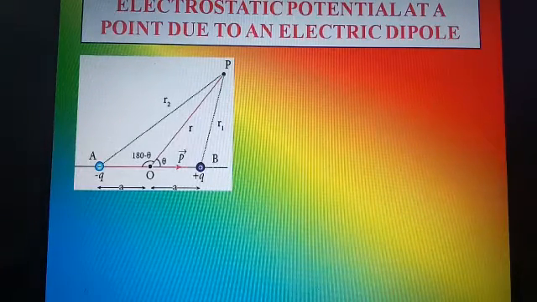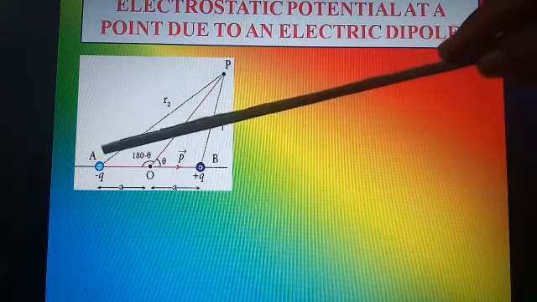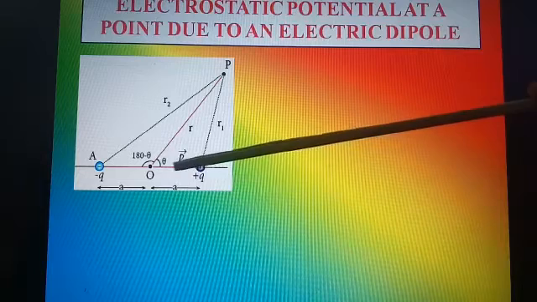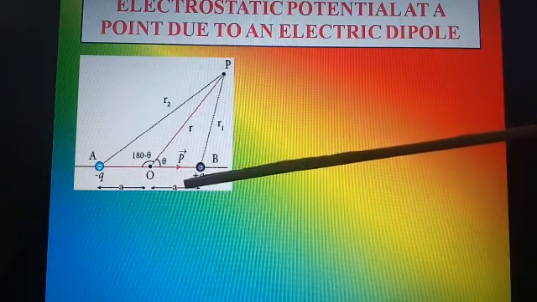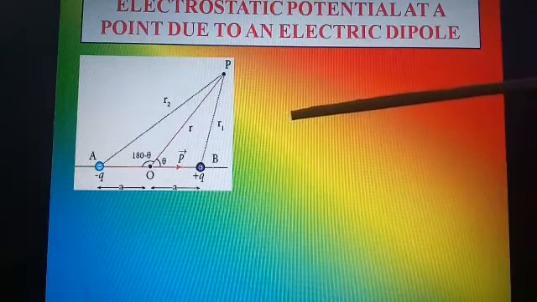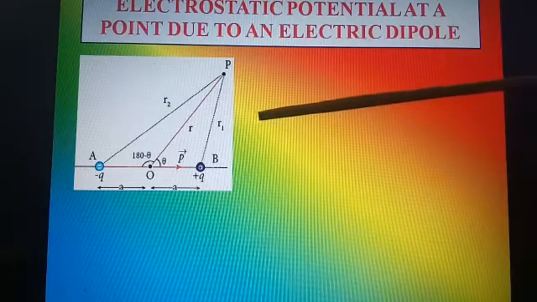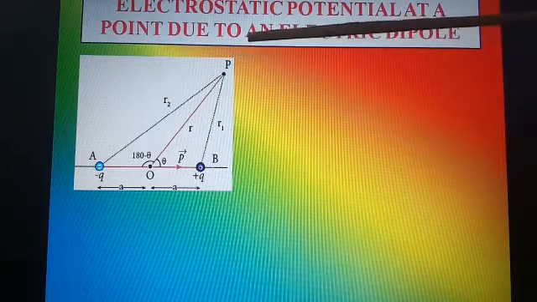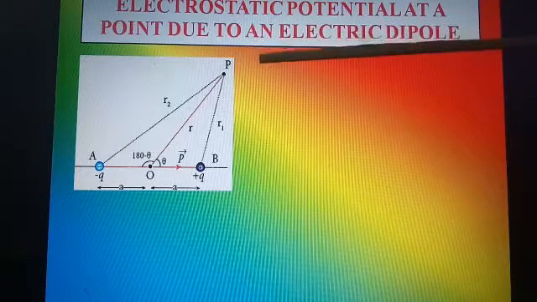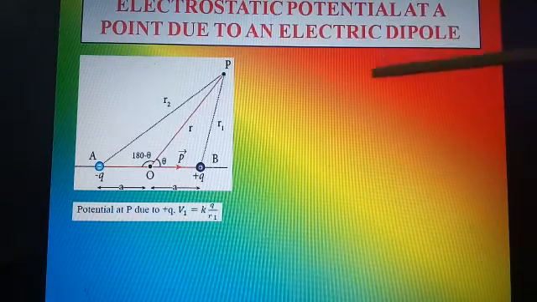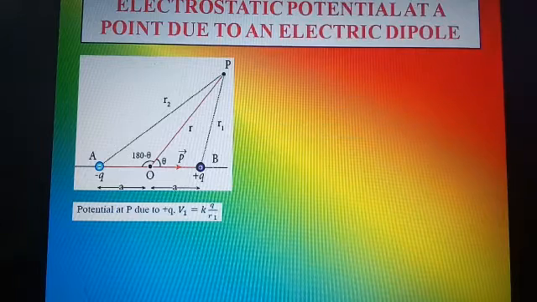See the diagram. This is the diagram and these are the points A and B. At point A is the minus Q charge, at point B the plus Q charge. The distance from the midpoint is A and A. Here is the point P. So consider two equal and opposite charges separated by a small distance 2A. The point P is located at a distance R from the midpoint of the dipole. So theta is the angle between the line OP and the dipole axis AB.